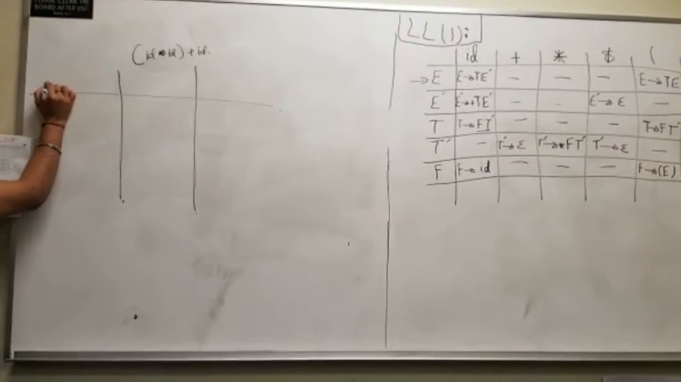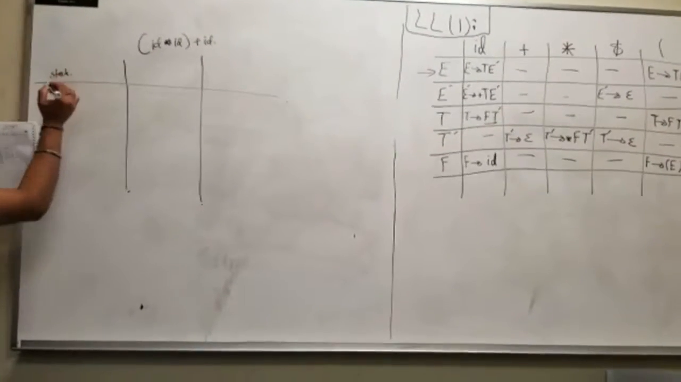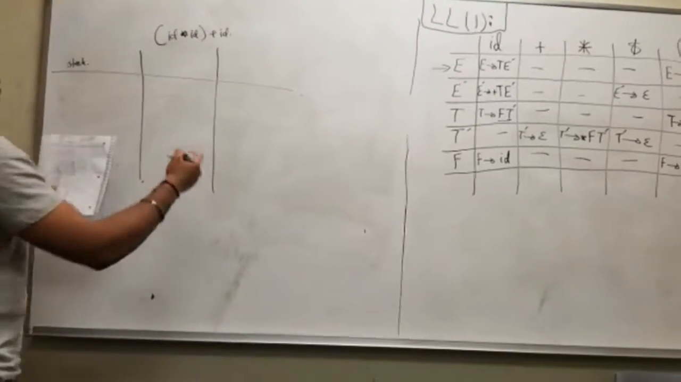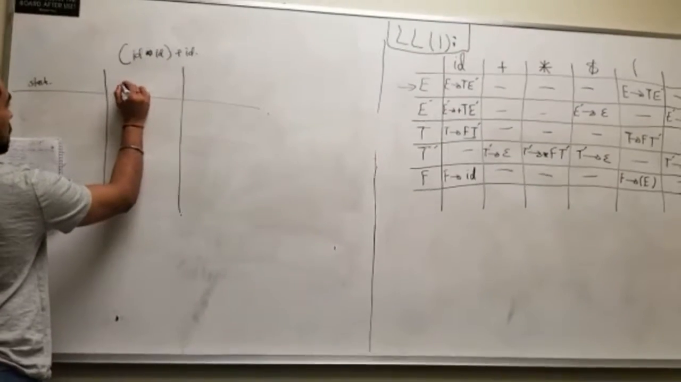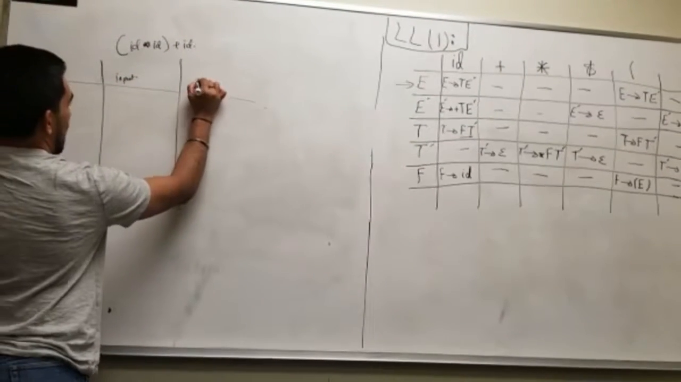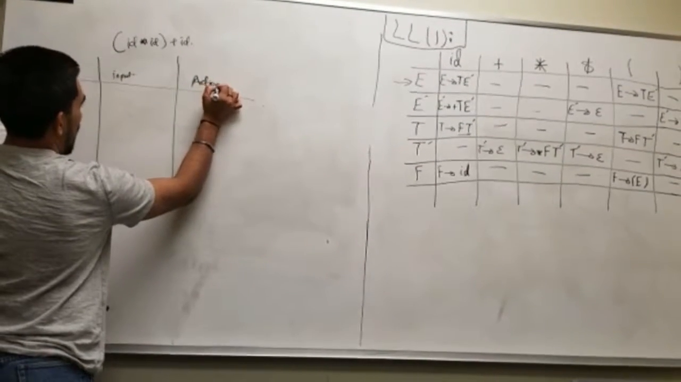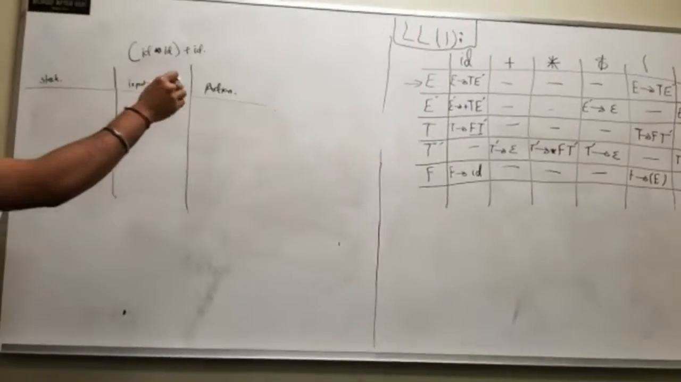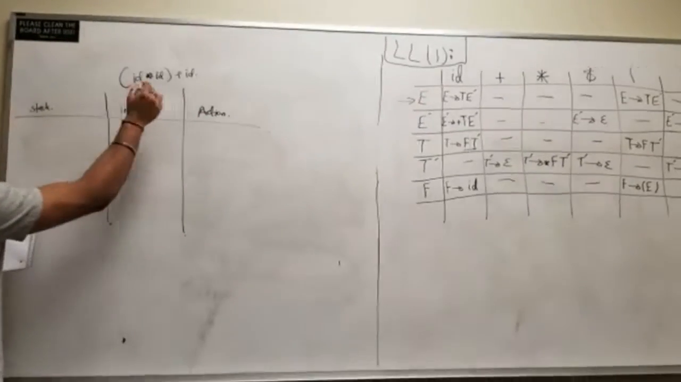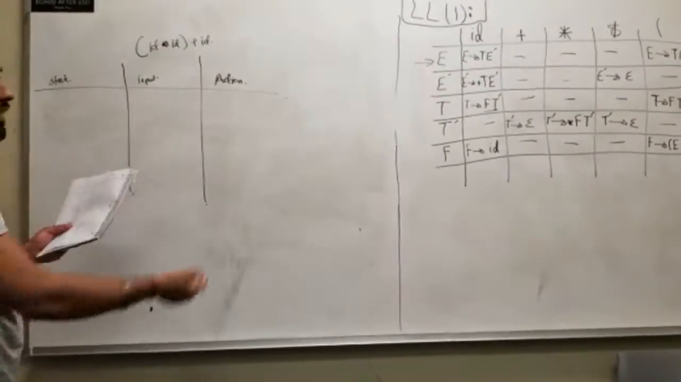So first one will be the stack, which will maintain the parsing of the grammar, and this will be the input, and this will be the action. Action is which part of the grammar will be implemented so that we can parse the string.